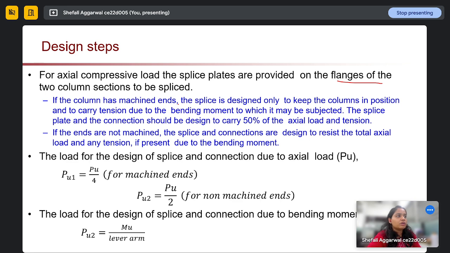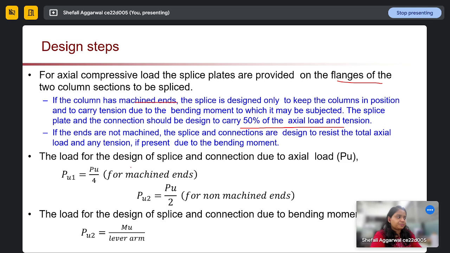Then we have two cases. Firstly, our column can have machine ends or it can be non-machine end. In case of machine ends, the splice is designed only to keep the column in position and to carry tension due to bending moment to which it may be subjected. The splice plate in the connection should be designed to carry approximately 50% of the axial load and tension. And in case ends are not machined, then splice and connection are designed to resist the total axial load and any tension if present due to the bending moment.